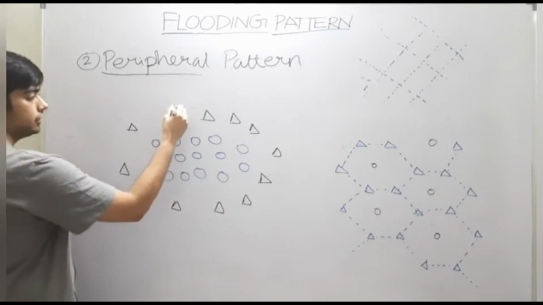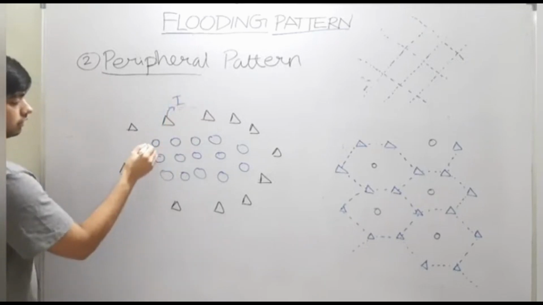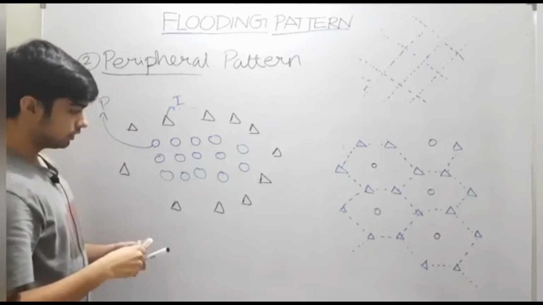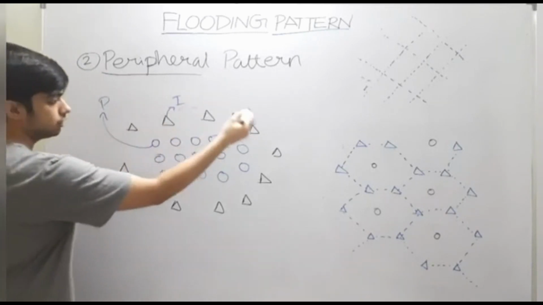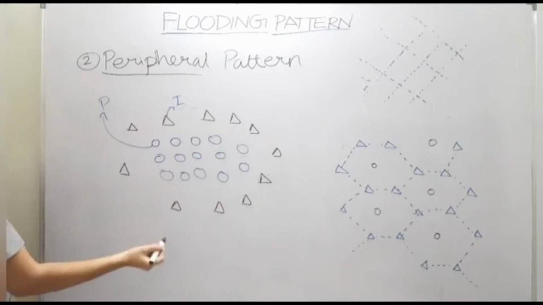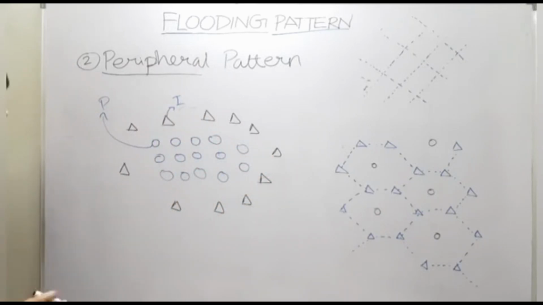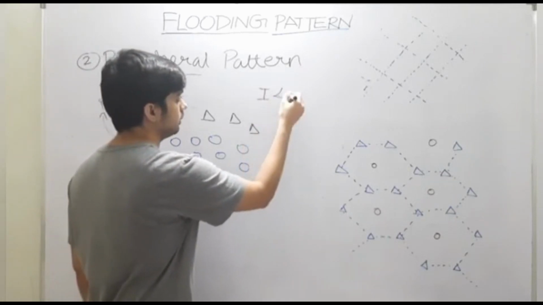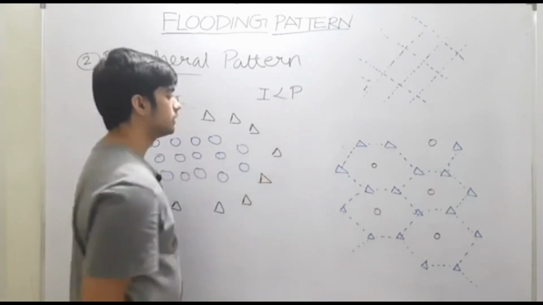These triangles are injector wells and these circles are producing wells. As you can see, this is the extent of the field and the injector wells are placed only on the outer boundary. So in most of the cases, what usually happens is the number of injector wells is less than the number of producing wells.